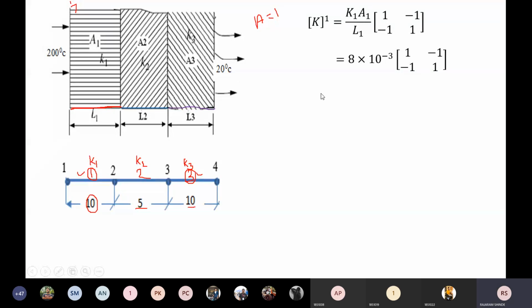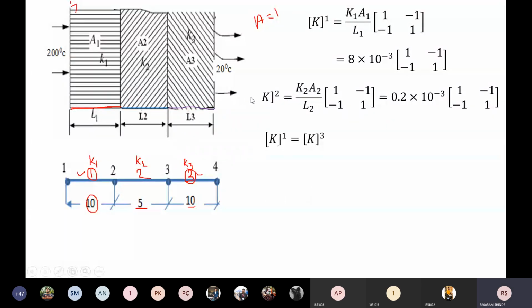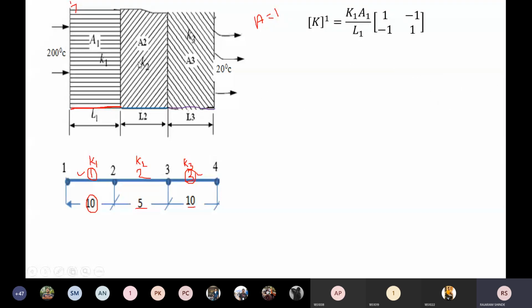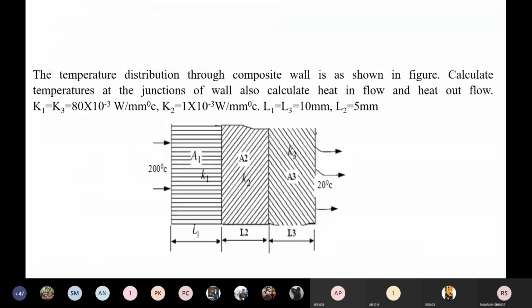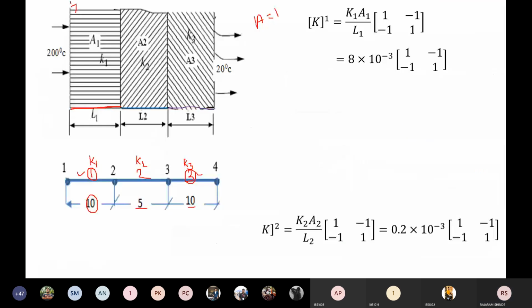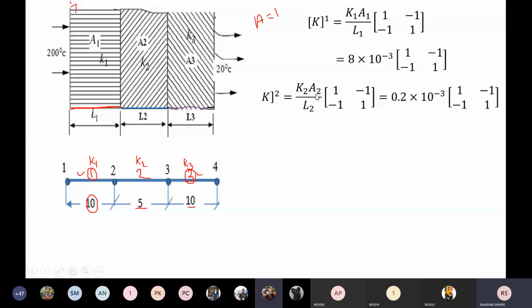Now same thing you repeat for the second element. Now K2 is K2 A2 divided by L2. 0.2 into 10 raised to minus 3, because here conductivity is different. For second element your conductivity is 1 into 10 raised to minus 3.